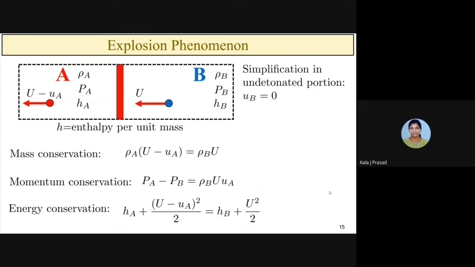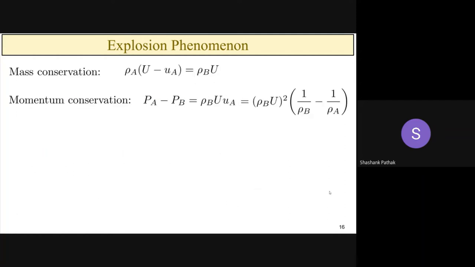So, what have I assumed here? This is per unit mass. Correct. Because this is per unit mass, we have written energy conservation per unit mass. Right? And mass MA is equal to MB. So now we move to mass conservation and momentum conservation.